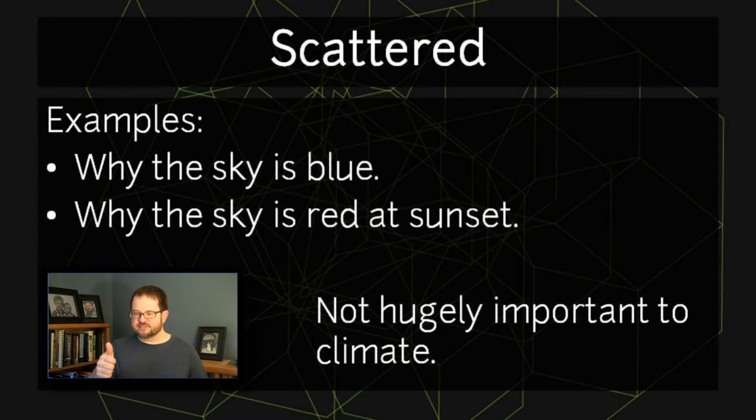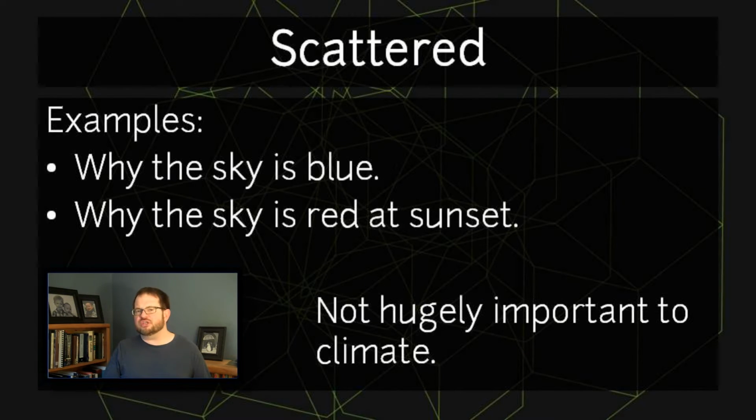Now, of RATS: reflected, absorbed, transmitted, the S is scattered. Scattered is hugely important in meteorology. Scattering is when radiation hits an object and then reflects off of it. Well, not reflects, is scattered off of it. Reflects means it kind of goes back the direction it came. Scattered means it heads off in a new direction.